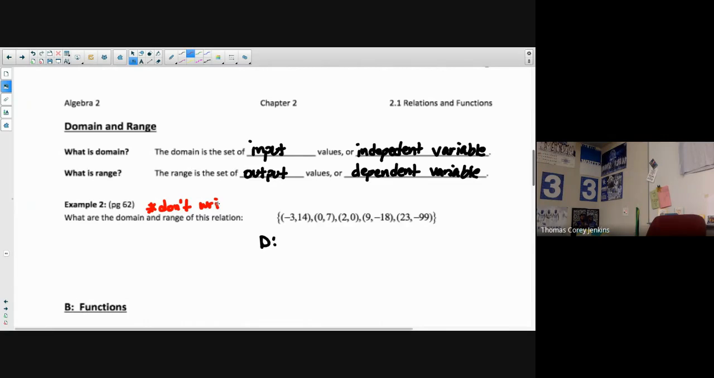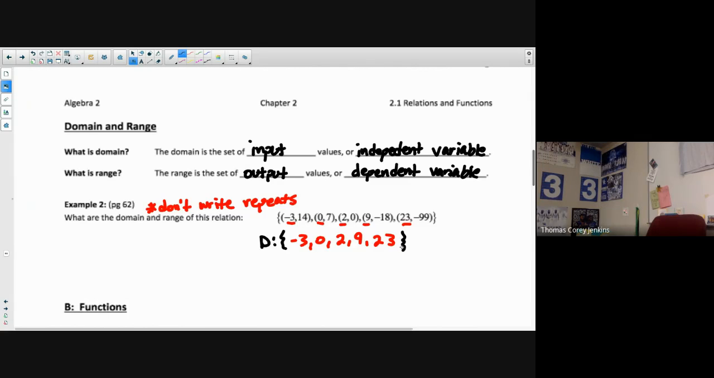write repeats if there are any. All right, so my domain is going to be all my x values. So -3, 0, 2, 9, and 23. So there are no repeats. I like to put them in numerical order too. They already are, so I'm just going to list them as I see them: -3, comma 0, comma 2, comma 9, comma 23.